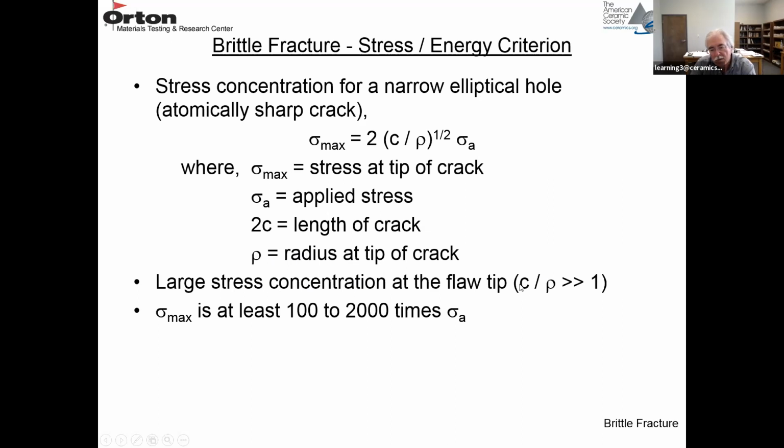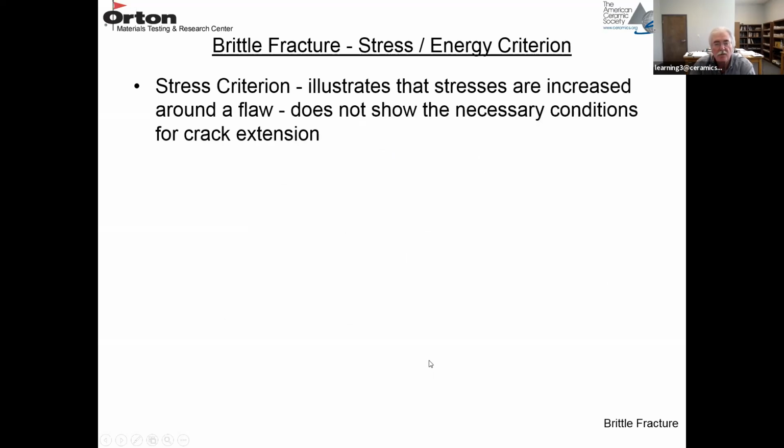So it turns out this ratio of the length of the crack to the crack tip radius is very much greater than 1. It's a large number. So when you have a large ratio here, there's a very high stress concentration. So maybe 100 to 2,000 times. So the stress is concentrated 100 to 2,000 times at an atomically sharp crack. And we noticed from previous discussion, all the microcracks present in a refractory give rise to a very low strength material. So in general, refractory materials are quite low in strength.